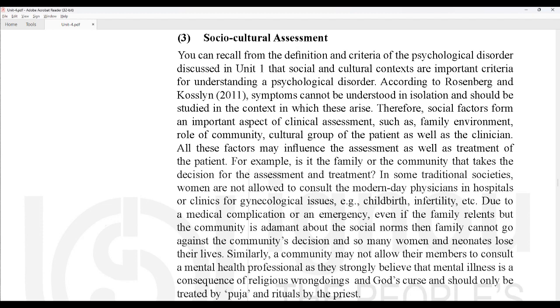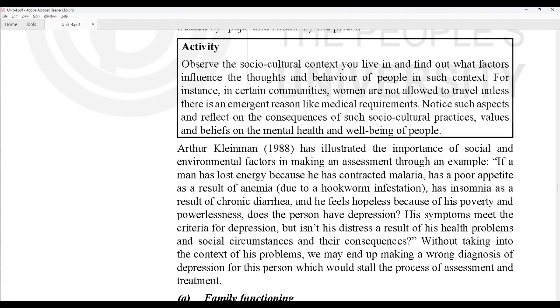Similarly, a community may not allow their members to consult a mental health professional as they strongly believe that mental illness is a consequence of religious wrongdoings and God's curse and should only be treated by puja and rituals by the priest. Activity. Observe the socio-cultural context you live in and find out what factors influence the thoughts and behavior of people in such context.